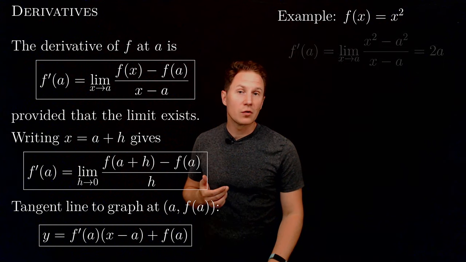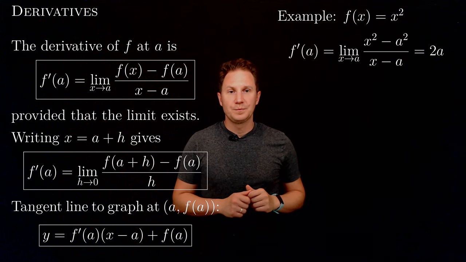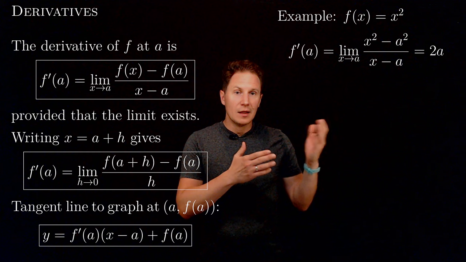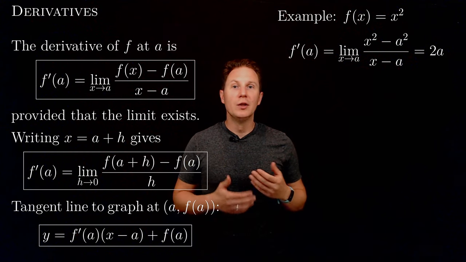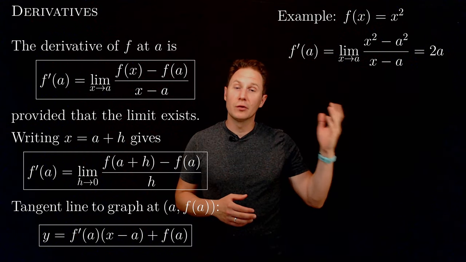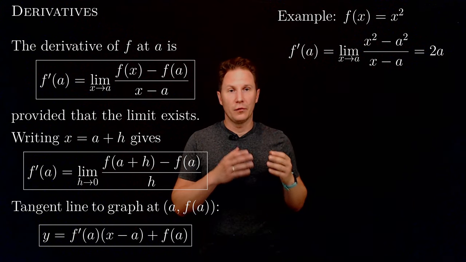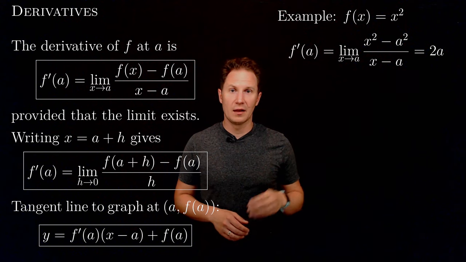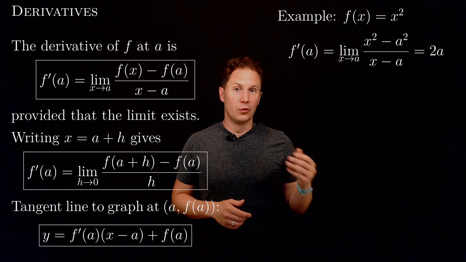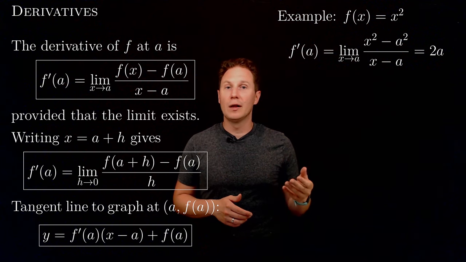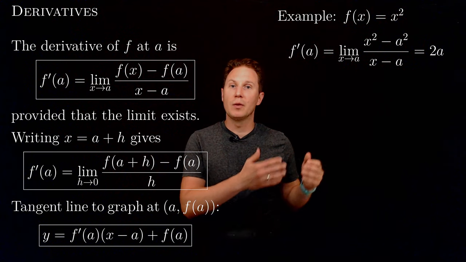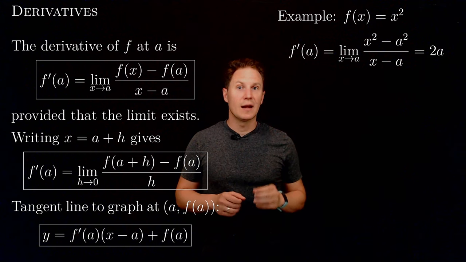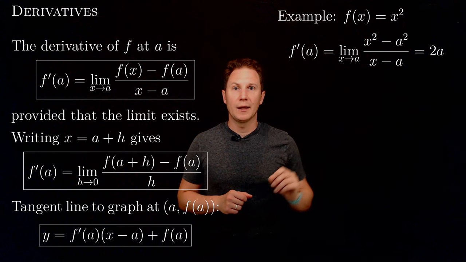Now taking the difference quotient, we get x squared minus a squared over x minus a, and the limit as x approaches a is a sort of limit that we know how to evaluate already. By factoring the numerator, we get the product of x minus a and x plus a, and we can cancel the common factor of x minus a, leaving us with x plus a, whose limit as x approaches a can be evaluated by direct substitution, and you get a plus a, that is 2a. So the derivative of x squared at a equals 2a.